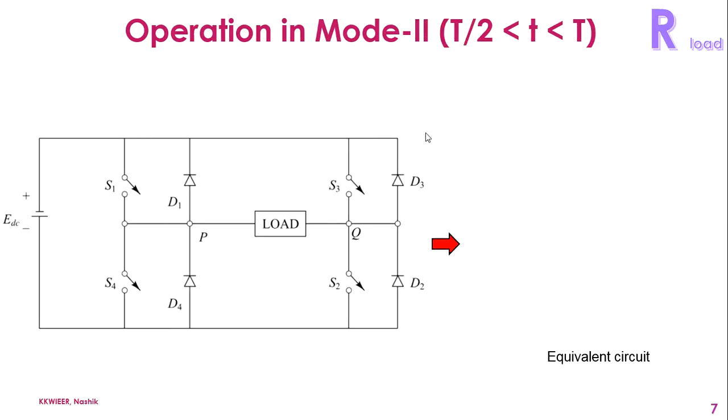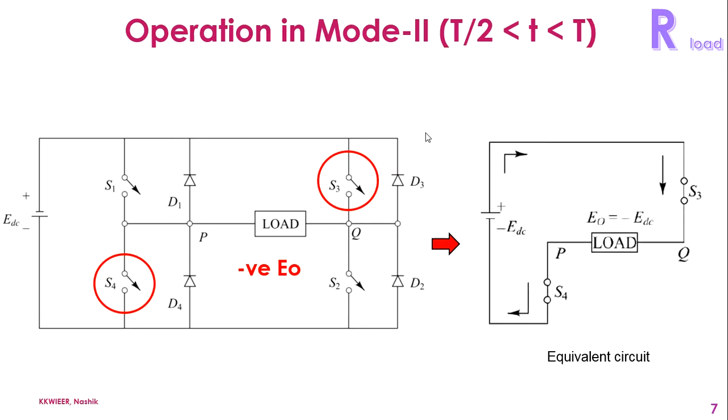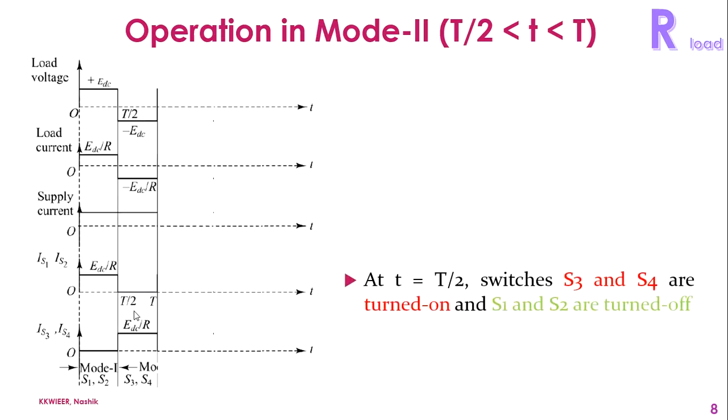Now we will see the second mode, that is T by 2 to T. When S3 and S4 switches are closed, the voltage across the load will be negative E0. So this will be the equivalent circuit. Again you can imagine when S4 and S3 are closed, this will be the equivalent circuit for the second mode of operation. So these are the diagrams.